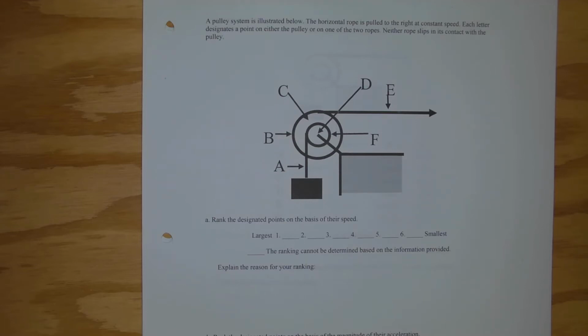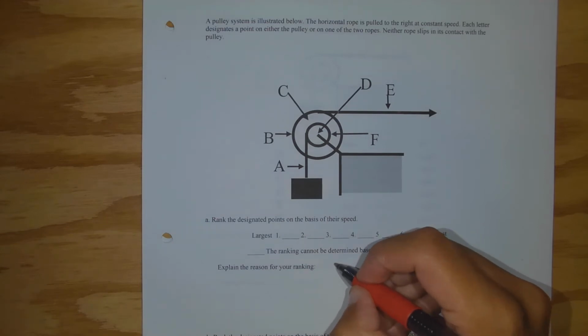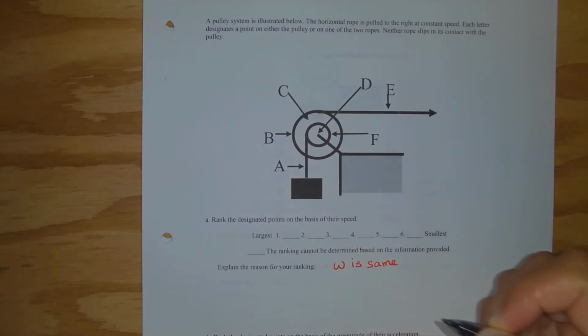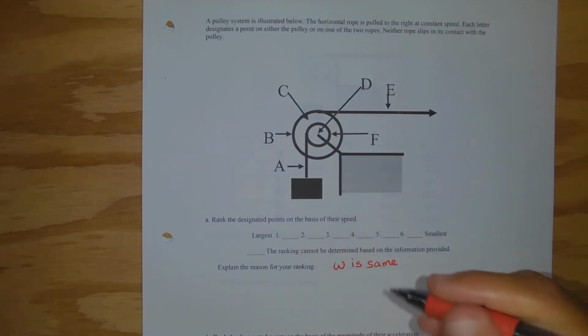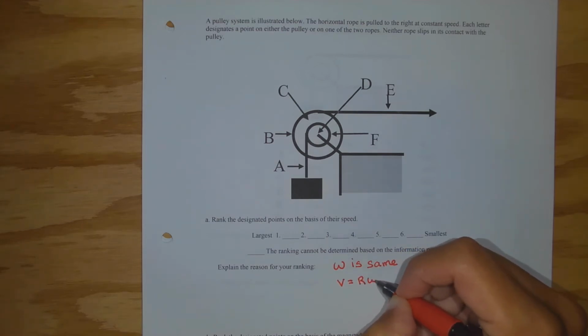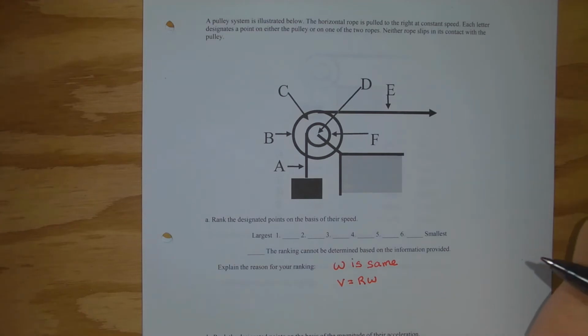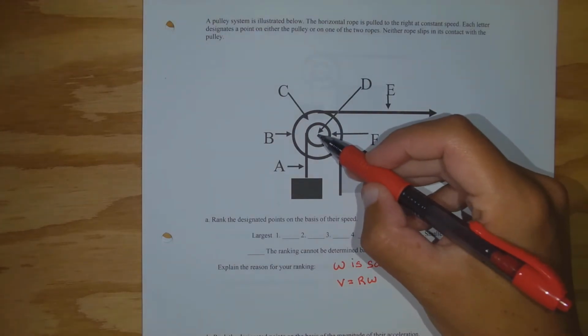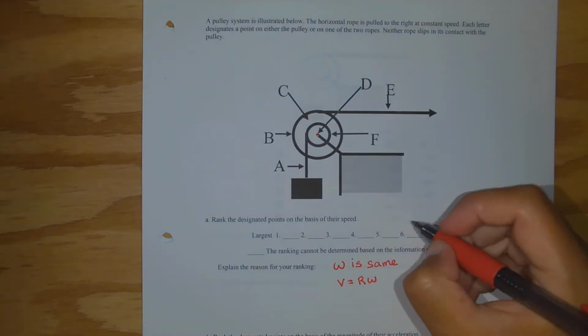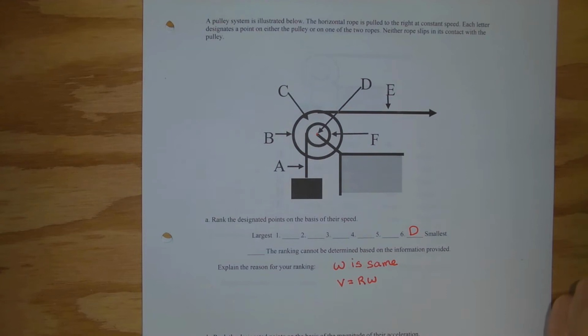So first of all, we have one pulley, so the angular velocity for this pulley is the same for any point on the pulley. So if I want to rank on the basis of the speed, the speed is equal to the radius times omega. So if I look at the points on the pulley, the radius for D is 0, so that's a point right at the center here. So for D, that's going to be the smallest because the speed is 0.